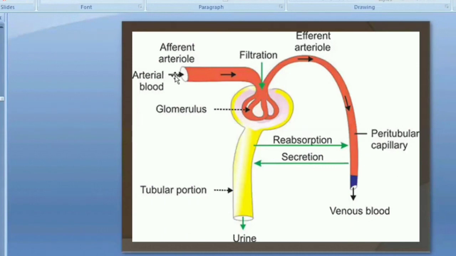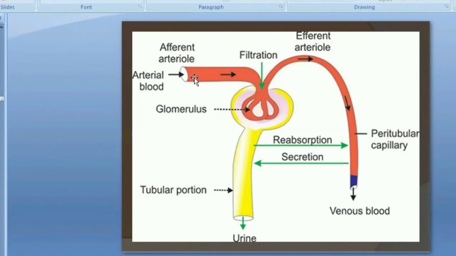Okay, the blood that is entering into the glomerulus through the afferent arteriole. This is the glomerulus where filtration takes place, filtration of plasma. Then the glomerular filtrate arises. Blood passes from the afferent arteriole through the glomerular capillaries, and then the efferent arteriole. This is the pathway of the passage of the blood.